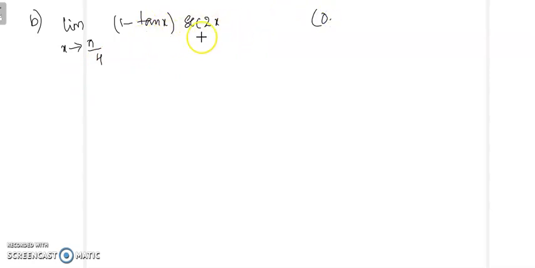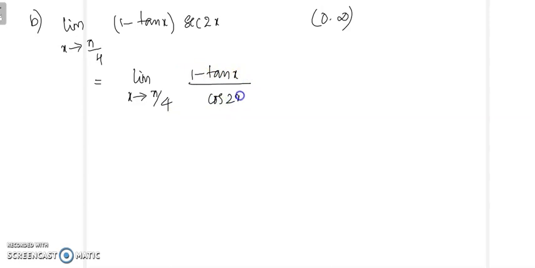First term will be 0, and sec 2x becomes sec pi by 2, that will be infinity. So this can be written as limit x tends to pi by 4 of 1 minus tan x by cos 2x. So that will be 0 by cos pi by 2, and cos pi by 2 will be 0. So this is in 0 by 0 form.